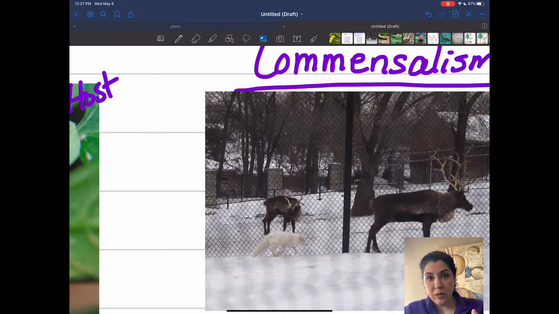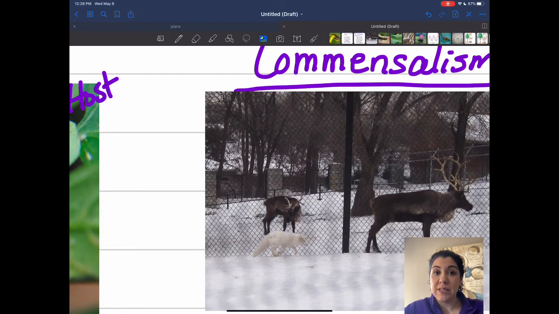Now because of the caribou's large hooves, when it's going through the snow, it's lifting the snow up, and that can reveal small insects or small rodents for the Arctic fox to consume. So the Arctic fox benefits from following the caribou around, and the caribou doesn't care since it doesn't give it any sort of threat.